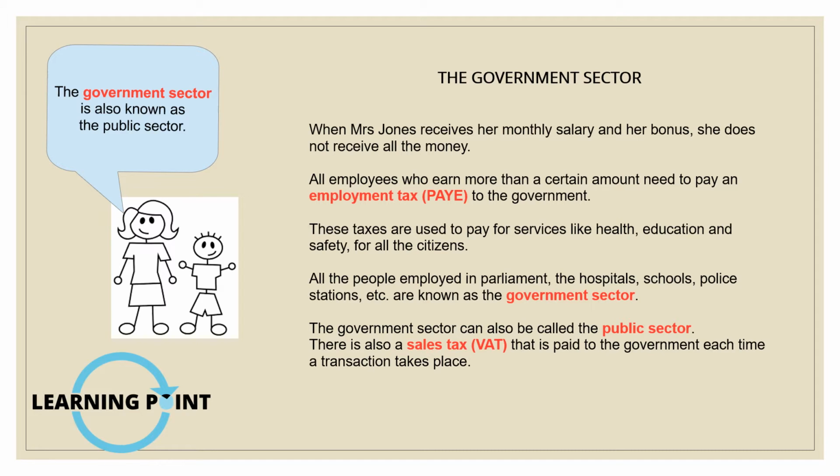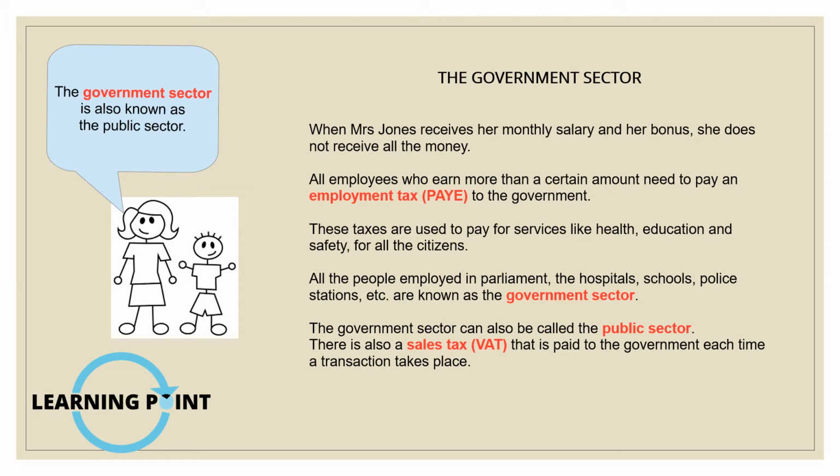Now, VAT is paid to the government each time a transaction takes place. So that smartphone that Mrs. Jones bought, she has to pay VAT on that. It's usually calculated with the price. And the answer to the VAT question, what is the percentage of VAT we pay? It's 15%. Now we have to add the government sector to our drawing. So I want you to once again pause this video and add the government sector to your drawing.